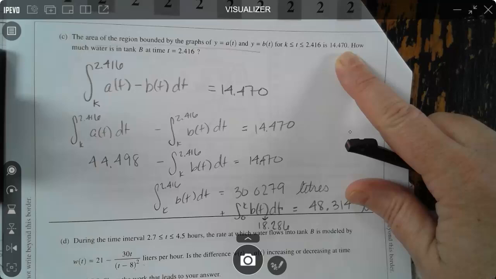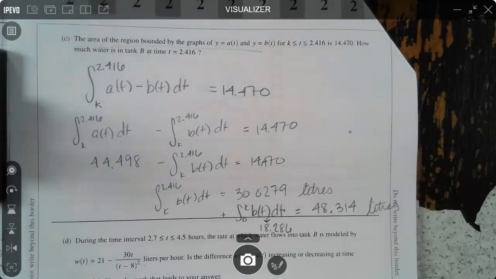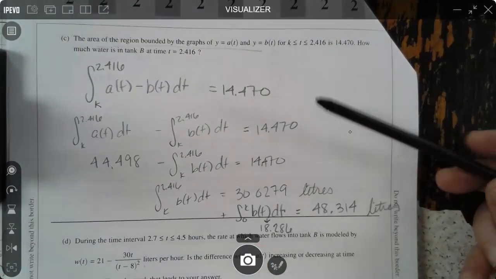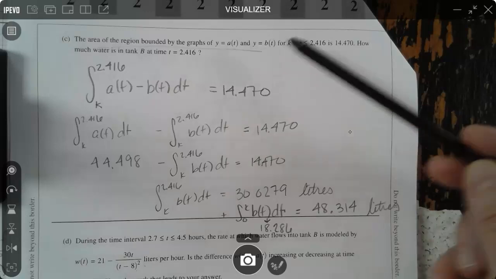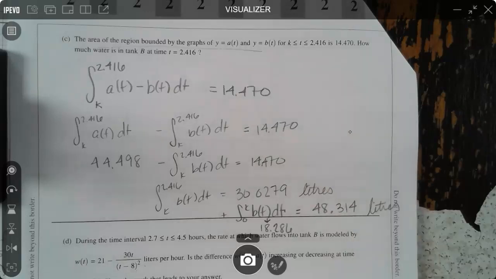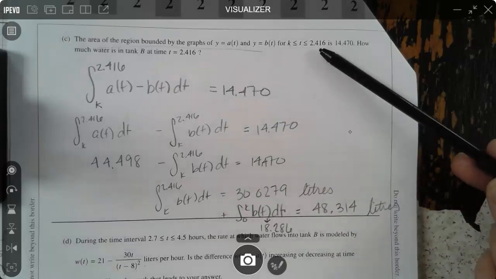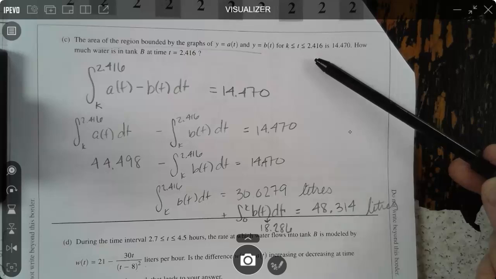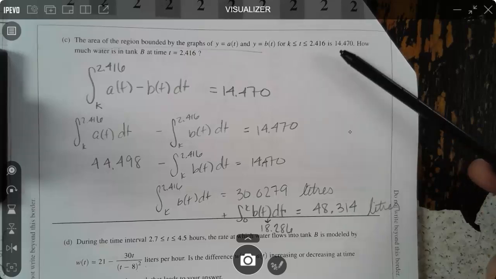This one was only 2 points, which I thought was crazy because I thought this one was kind of hard to reason through. It wasn't hard to solve once you got it set up, but it was hard to reason through first. But this is saying from K, and remember you already found that K, right? But from K to 2.416, then it is 14.47.